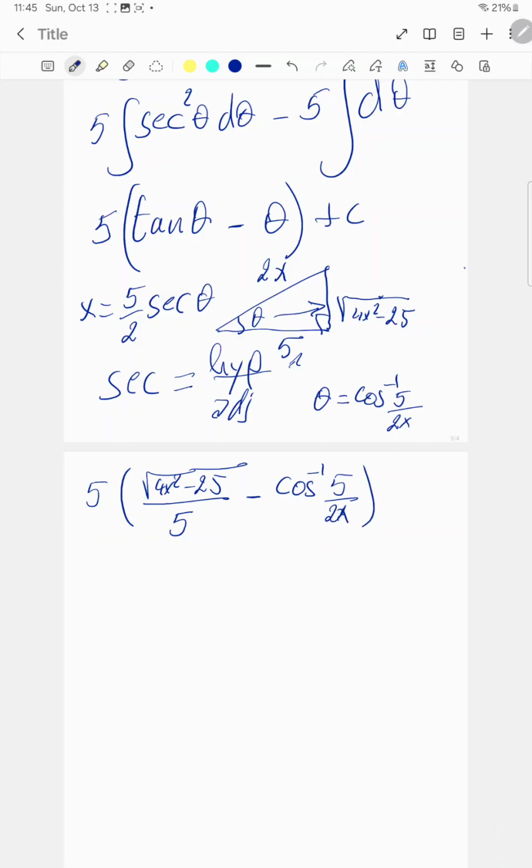Well, I can finish here, or I can simplify the 5 and the 5 here. It becomes the square root of 4x squared minus 25 minus 5 cosine minus 1, or I can put sec instead of cosine minus 1, of 5 divided by 2x, plus c. That's the solution for this problem.